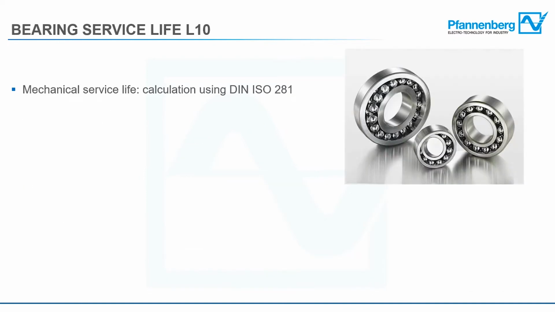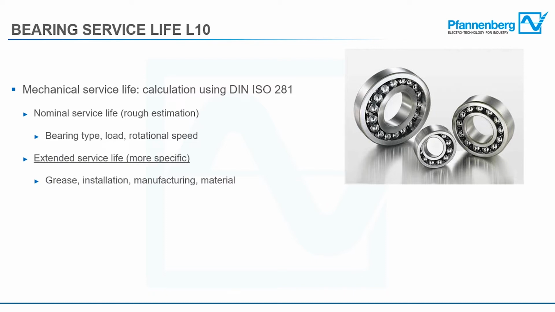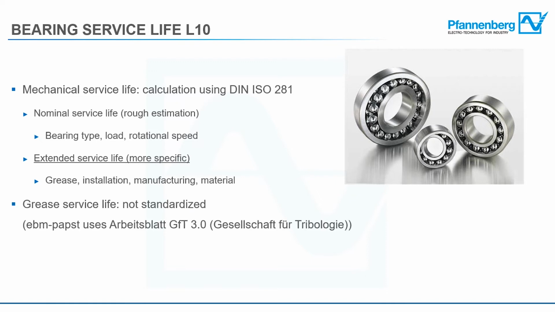One aspect of the bearing service life is the mechanical service life, and this can be calculated using a standard, which is the DIN ISO 281. And it has two aspects. First of all, the nominal service life, which provides a rough estimation based on the bearing type, the load, and the rotational speed. And then it can also serve to provide a more specific calculation of the service life, which is called the extended service life, which also takes into account grease, installation, manufacturing, and material.